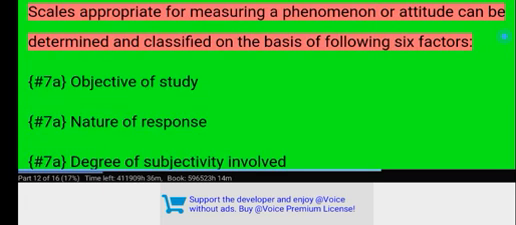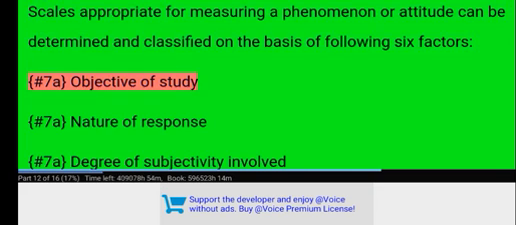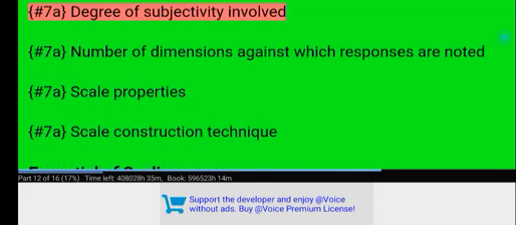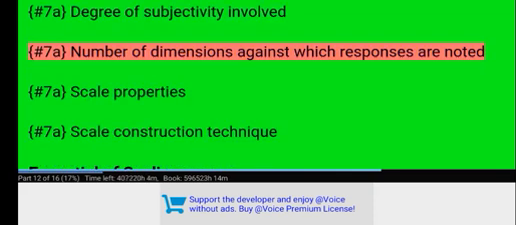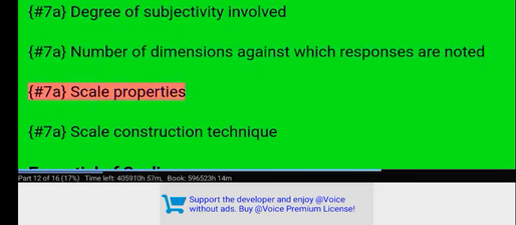Determination of scale. Scales appropriate for measuring a phenomenon or attitude can be determined and classified on the basis of the following 6 factors. 1. Objective of study. 2. Nature of response. 3. Degree of subjectivity involved. 4. Number of dimensions against which responses are noted. 5. Scale properties. 6. Scale construction technique.